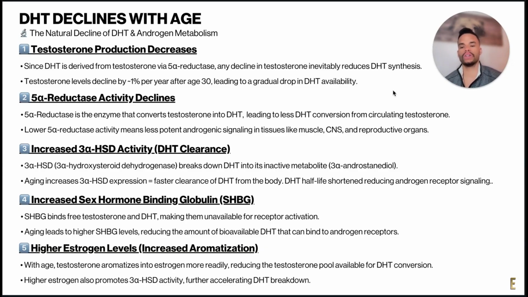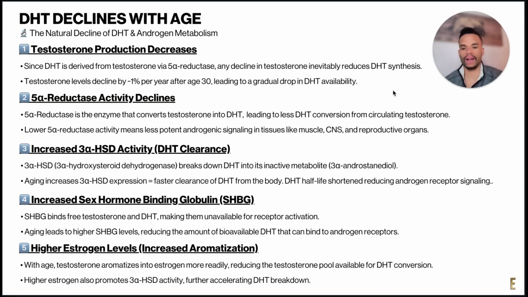So aging increases 3-alpha HSD expression, which means faster clearance of DHT from the body, the half-life is shortened, and this reduces androgen receptor signaling. Increased sex hormone binding globulin. So SHBG binds to testosterone and DHT, makes it unavailable for receptor activation. So aging leads to higher SHBG levels, which reduces the amount of bioavailable DHT that can bind to androgen receptors.